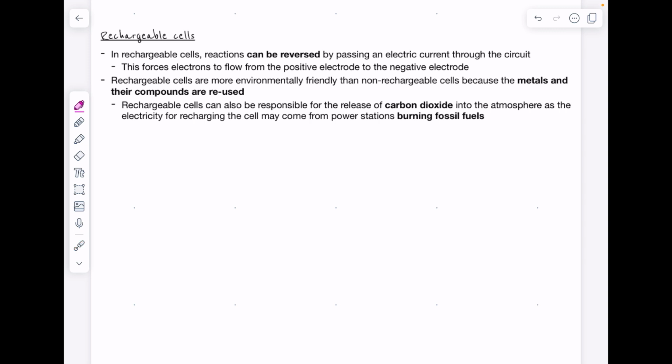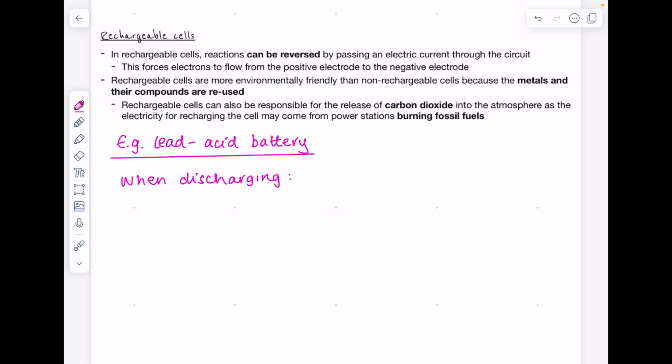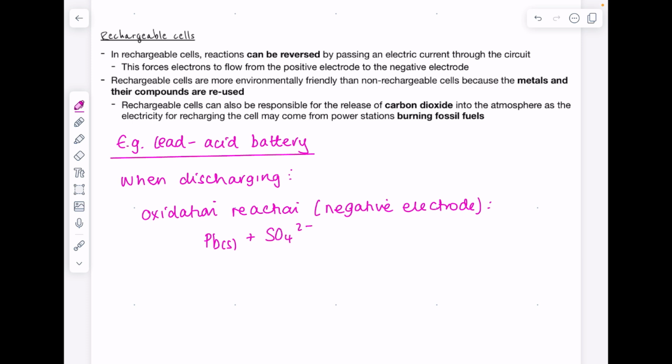Let's look at an example of a rechargeable cell, the lead acid battery. So the equation when discharging, so in effect when it's acting as a battery, is as follows. You have your oxidation reaction, which remember occurs at the negative electrode, the cathode. You've got your solid lead reacting with aqueous sulfate ions, forming lead sulfate. There's our loss of electrons, as you'd expect with an oxidation reaction.